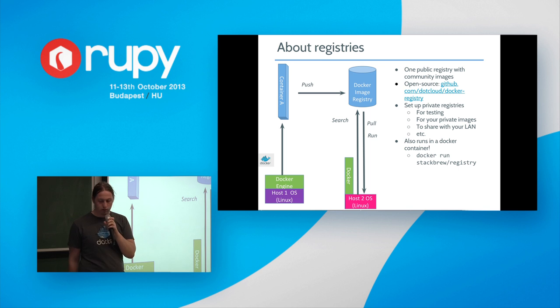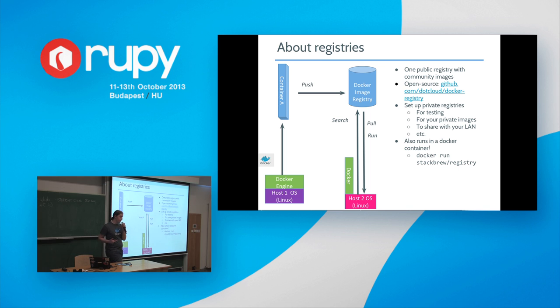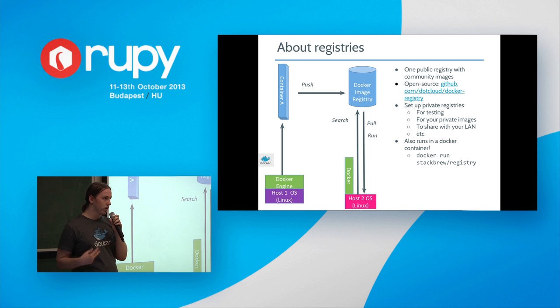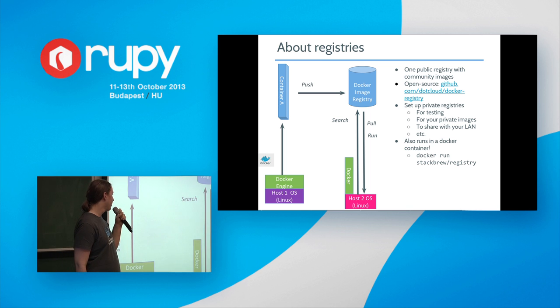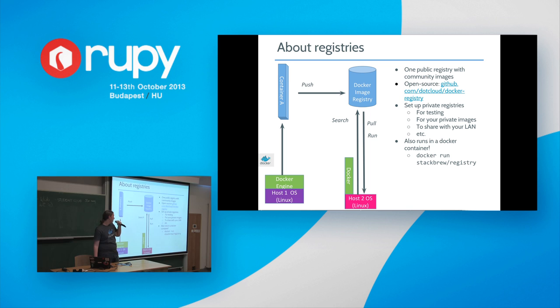Why do you want private registries? Well, for testing your private images, or to have a faster way of sharing with your local area network, for example, with your colleagues. And the bonus here is that you can also run the Docker registry inside a Docker container. You just type this command, and you've got it. It's running. You have it on your local port. And yeah, it's extremely useful.